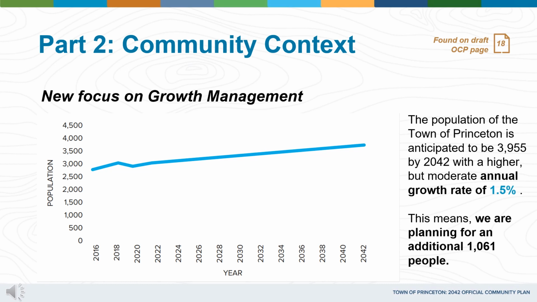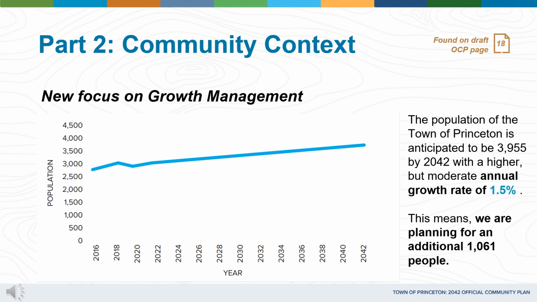Princeton has seen a relatively steady population growth rate of approximately 3.8% over the past 10 years, and an annual growth rate of approximately 0.72% to 0.76%. Based on current projections, the population of the town of Princeton is anticipated to be 3,955 by 2042, with a higher but moderate annual growth rate of 1.5%. This means an additional 1,061 people will be living in the town by 2042.